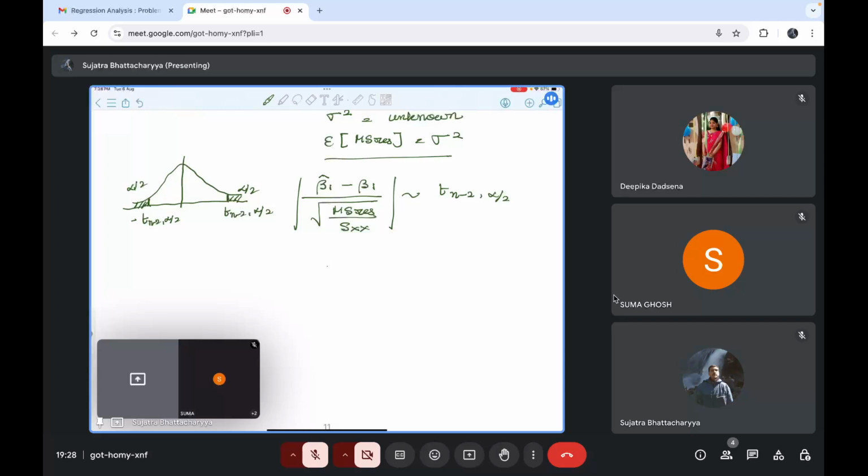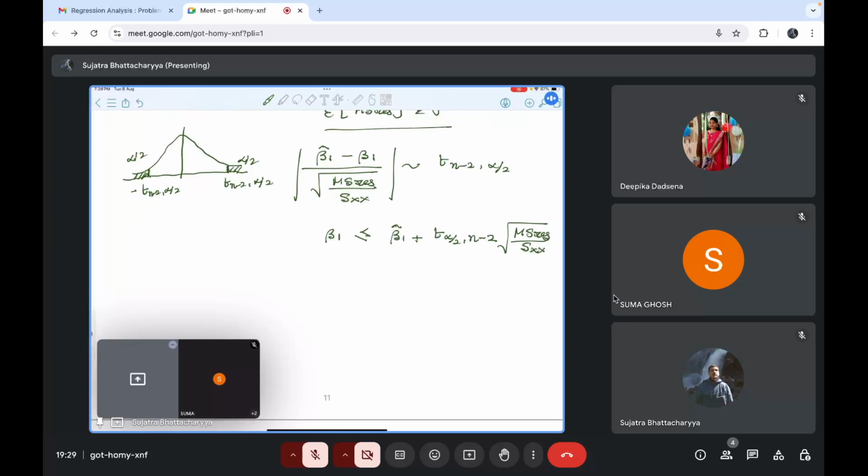One of the things is that this beta 1 we can write as less than or equal to beta 1 hat plus t alpha by 2, n minus 2, root over MS residual divided by Sx. This is one of the things, because it can be on both sides, either plus or minus. The interval is in between these two. There is a plus sign and there is a minus. In between, the beta 1 will lie. Again, beta 1 is greater than or equal to beta 1 hat minus t alpha by 2, n minus 2, root over MS residual divided by Sx.